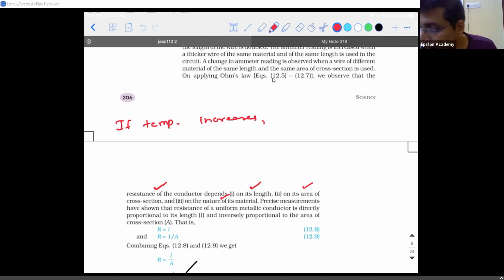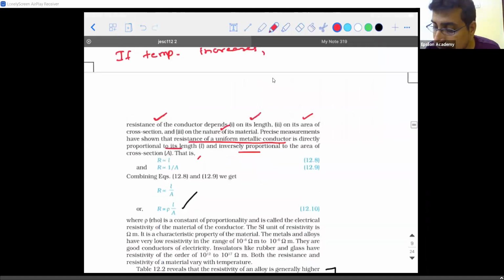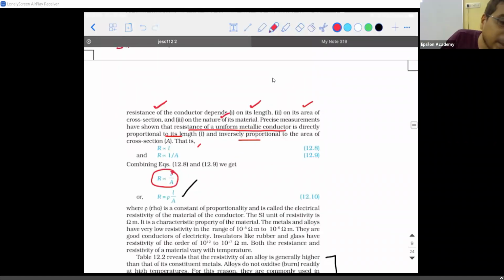So precise measurements will also show you that the resistance of a uniform metallic wire is directly proportional to its length and inversely proportional to area of cross section. So R is mathematically proportional to L divided by A. Then R is equal to rho into L by A, where that rho is called the constant of proportionality, and it is the electrical resistivity of the material of the conductor. Okay.